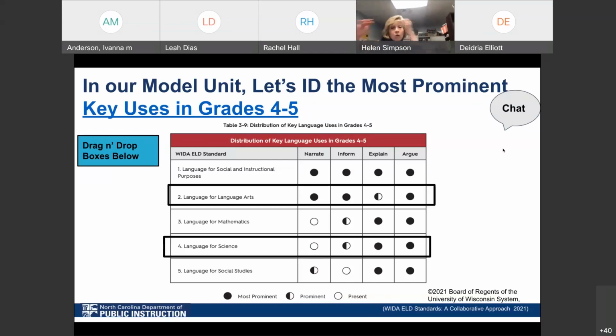And so let's now shift to my learning activity about describing to a partner how circuits work. And so we're obviously in the language of science here. And so you can look at this row right here in our matrix of prominent key language uses. What would you think would be the key language use that we would be focusing on when we are explaining to a partner how circuits work? If you'll enter in the chat box.